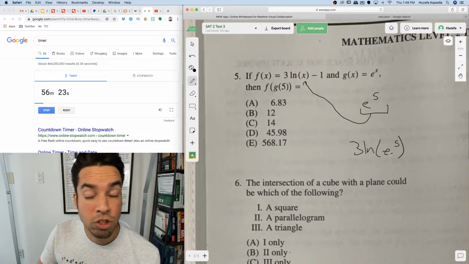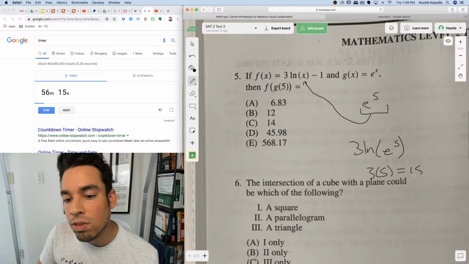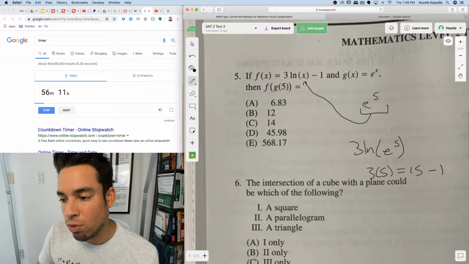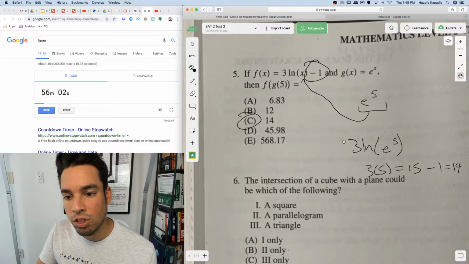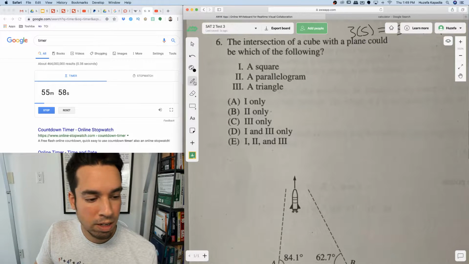And ln of e is just 1. ln of e to the fifth, it's just whatever that exponent is. So ln of e to the 5 is just 5. So it's 3 times 5, which is 15. Oh, wait, I don't see that answer. Oh, minus 1, which is 14. I didn't catch that. So it is 14. You can use a calculator if you want. You don't need to just know these exponent rules. It's a calculator test. So that is also in your back pocket if you need it.